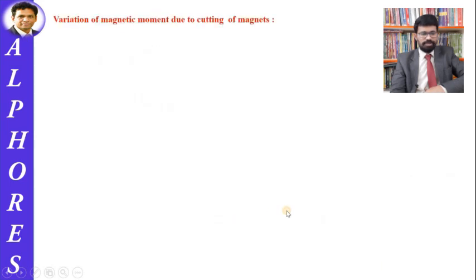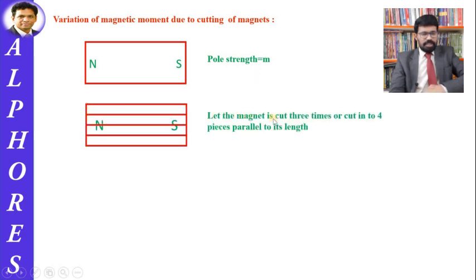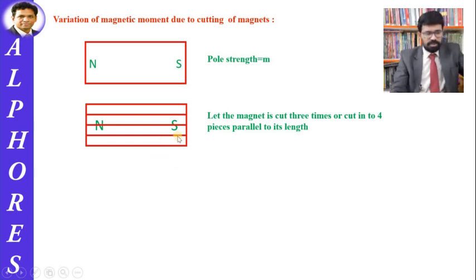Remember this point, children. Variation of magnetic moment due to cutting of magnets. What do you mean by cutting of magnets? Let us say I have taken one magnet like this. Its pole strength is m. Let us say the magnet is cut 3 times. If we cut 3 times, how many pieces will be generated? Don't think that 3 pieces will be generated. 4 pieces will be generated. So if it is cut 2 times, how many pieces will be generated?